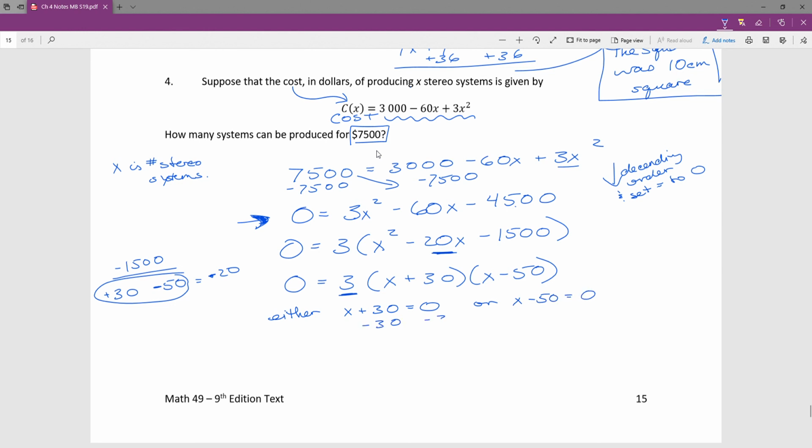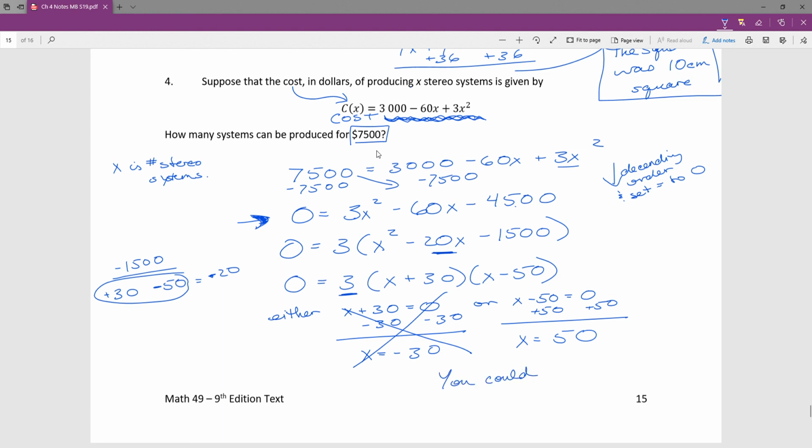So subtract 30, we could get that x equals negative 30. So well, you could just go out and buy 30 stereos, which is what this is saying. We don't want a negative number here. So let's keep going on this one. Hopefully it comes out positive. X equals 50. So what this is saying is that you could make 50 stereos in your factory that operates on this model, mathematical model, for $7,500. So you could make 50 stereos.